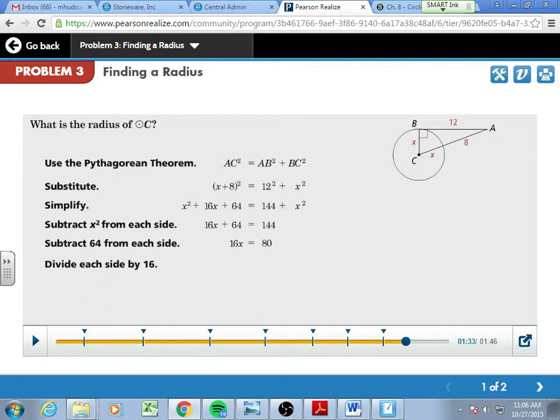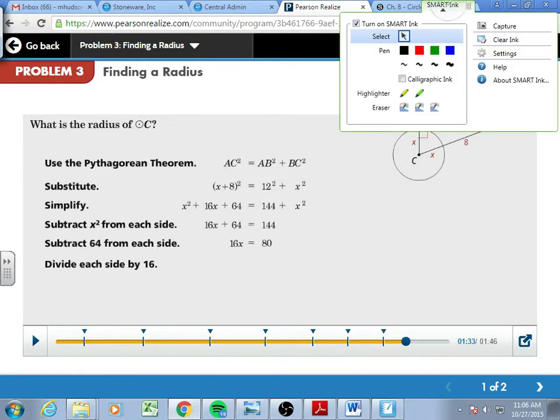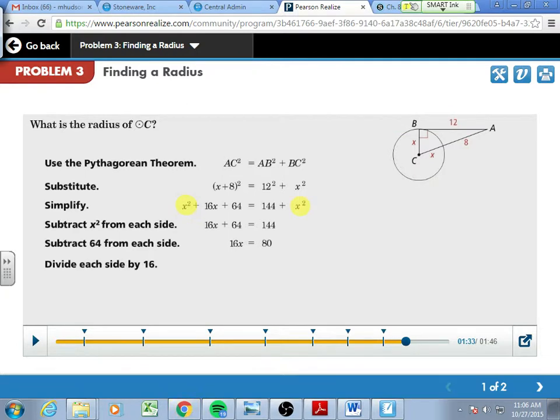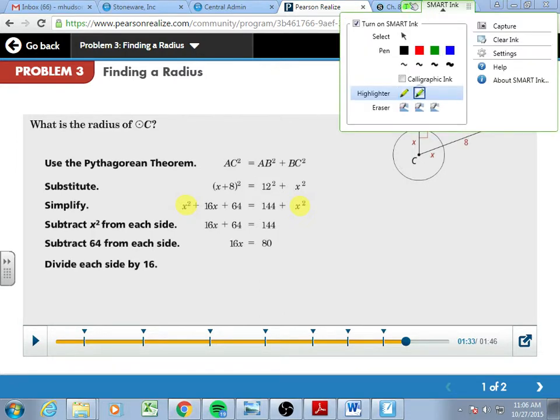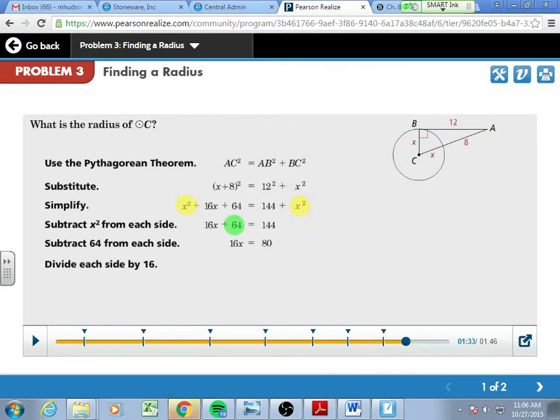So since I have an x squared on both sides, I subtract x squared from both sides and it disappears. And then I combine my constant values by subtracting 64 from both sides, and that's how I get my 80. And then I just do the math, and I solve and get 5, just like Jacob said.